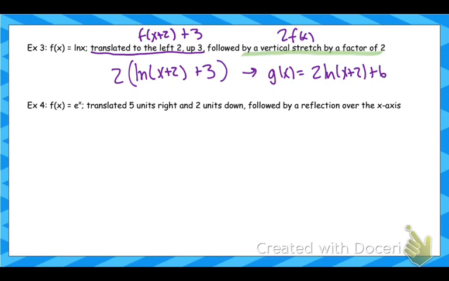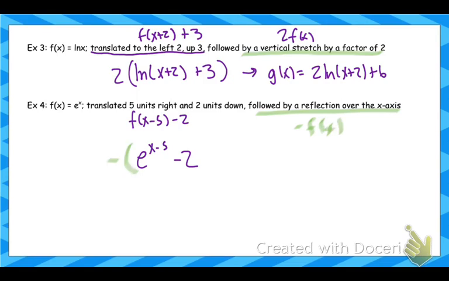All right, and then looking at this last one, same idea but exponential, just to review. So right 5 and down 2. Again, right 5 would be f of x minus 5. Down 2 would be minus 2. So f of x minus 5, that's going to be in the exponent. Minus 2 is going to be away from it. After that is done, it is followed by a reflection over the x-axis. So again, I am doing a negative f of x. So I am making the function that I have negative, which means my new function is negative e to the x minus 5 plus 2.